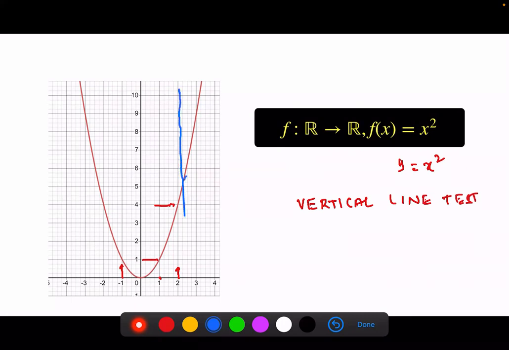Okay, it should cut the graph at only one point, indicating that one x value now gets only one y value. So that is the test that you perform to figure out whether the graph represents a function or not. I will elaborate on this maybe in the coming classes on functions, but right now, we are just looking at simple functions.